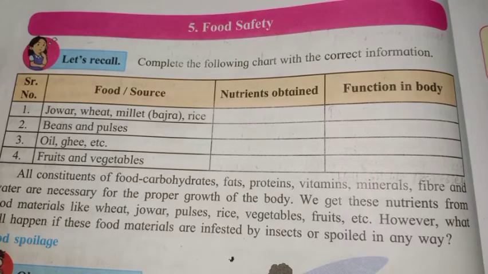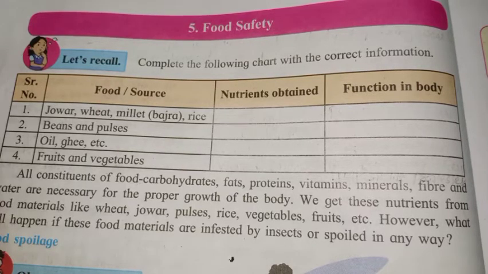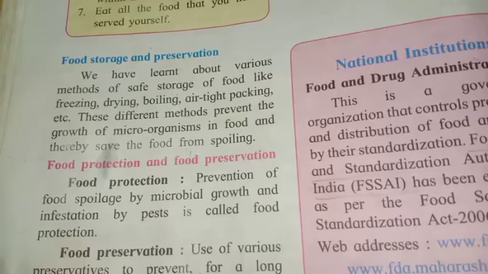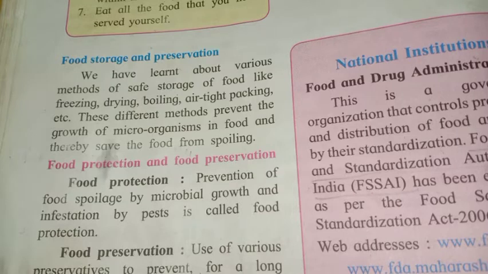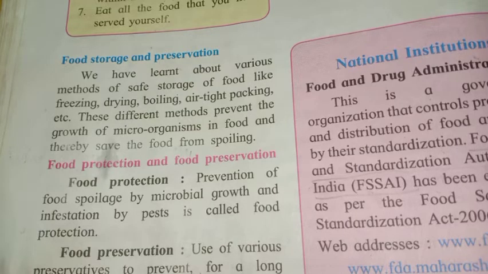Lesson number 5, Food Safety. Children, in the previous video, we discussed the factors responsible for food spoilage, then qualitative and quantitative wastage of food. Now in this video, we'll study food storage and preservation. We'll discuss some methods of food protection, and some food adulterants also. Okay, so let's start with this video.